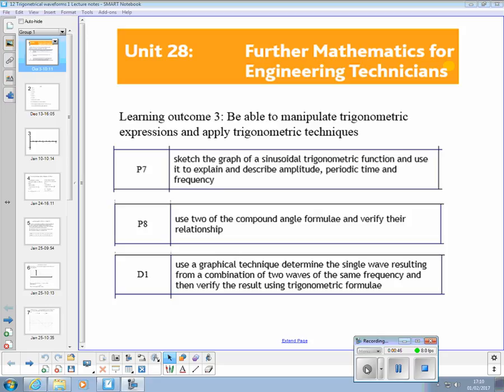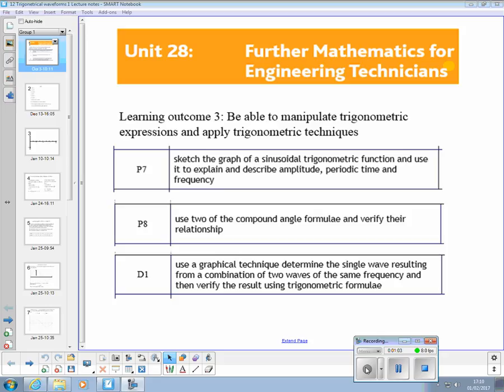Second, P8, use 2 of the compound angle formulae and verify their relationship. That you probably won't have done before. I don't fully understand what's in Unit 4. I don't think that is. You will have done some trigonometry, but not that.